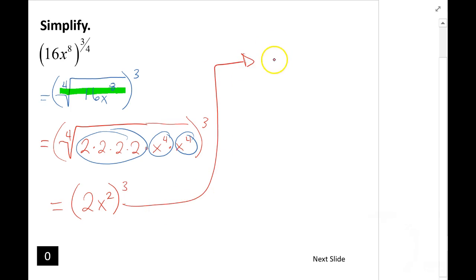And now, since I have the 3rd power applied to both the 2 and the x squared, it'll be 2 cubed. And remember, when you have an exponent outside of an exponent, we multiply. So that'll be x to the 6th. And I know that 2 cubed is also 8. So 8x to the 6th.